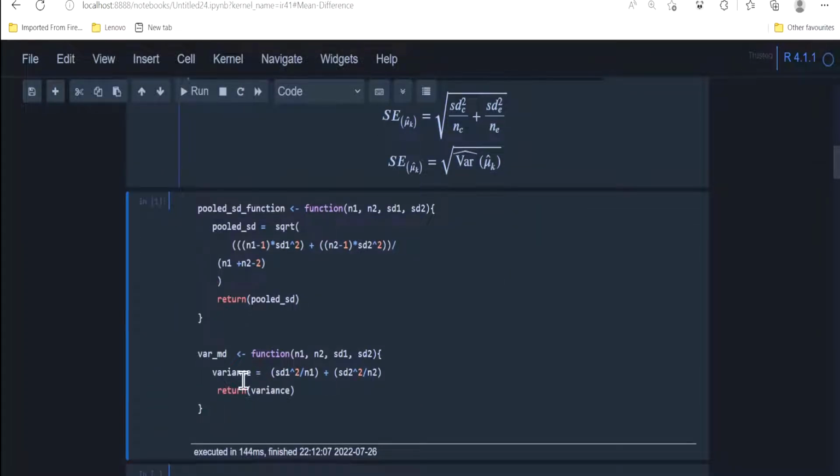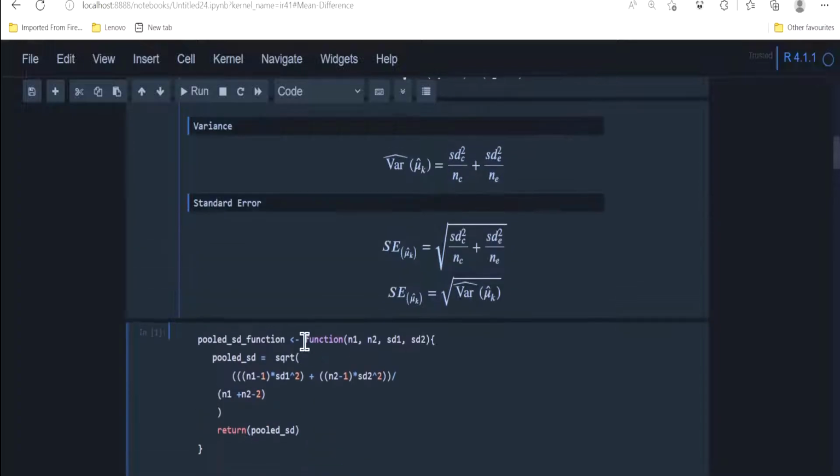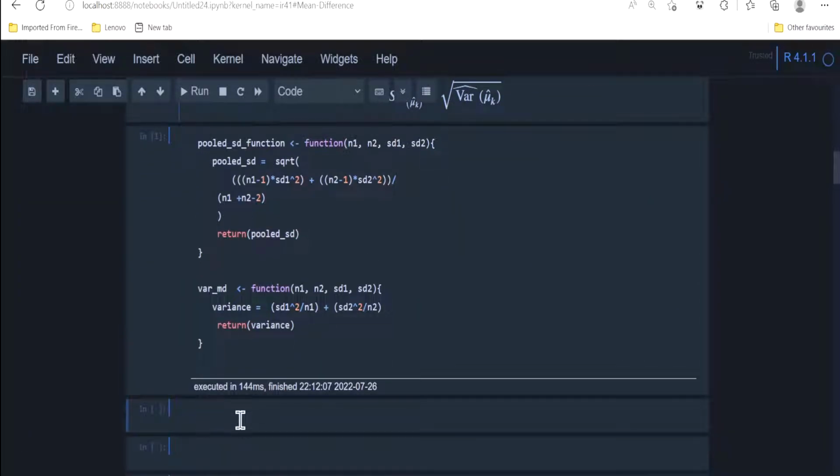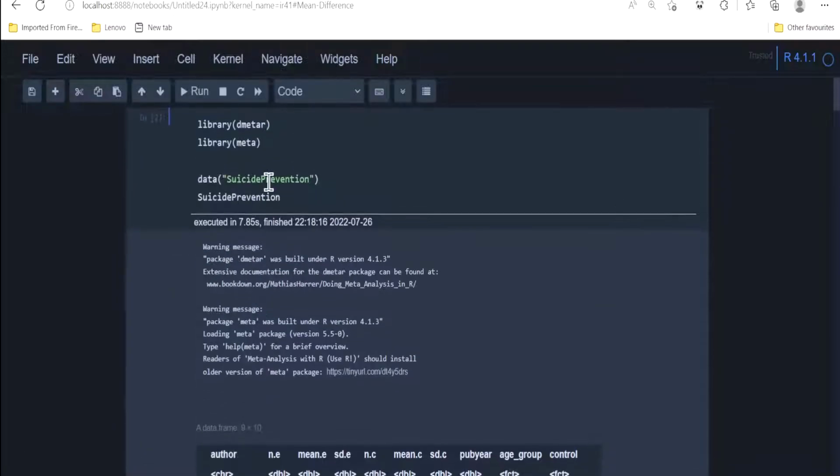The way we calculate the variance, we need four parameters: n1, n2, sd1, and sd2. The only thing we need to do is square standard deviation 1 and divide by n1, plus standard deviation 2 squared divided by n2, and then we return the variance. That will give us the variance. So now we need to call our data. Our data is suicide prevention data.